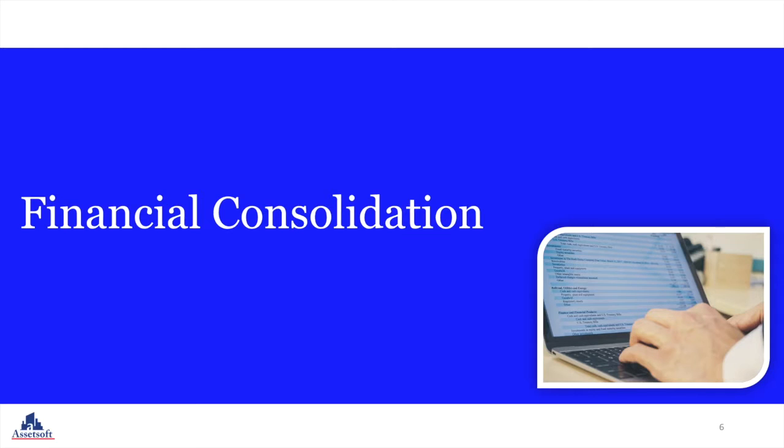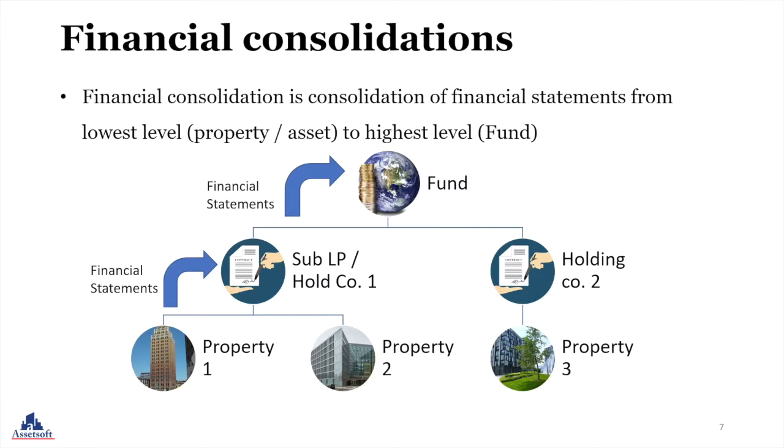As I said before, the consolidation of financial statements is required to ascertain the portfolio performance. Typically, the financial information of property or asset is rolled up to the fund to disclose the consolidated financial statements. The consolidation and elimination happen through each level of organizational structure. In the simple structure as presented in this slide, as an example, the financial information from property or asset level would get rolled up to sub-limited partnership, also called LP, or a holding company level, and the consolidated information of the property and the holding company would then get rolled up to the fund level, whereby the performance would be assessed by the fund managers.